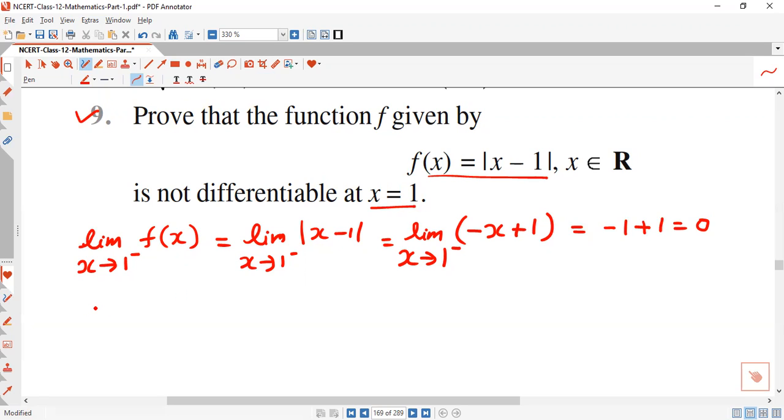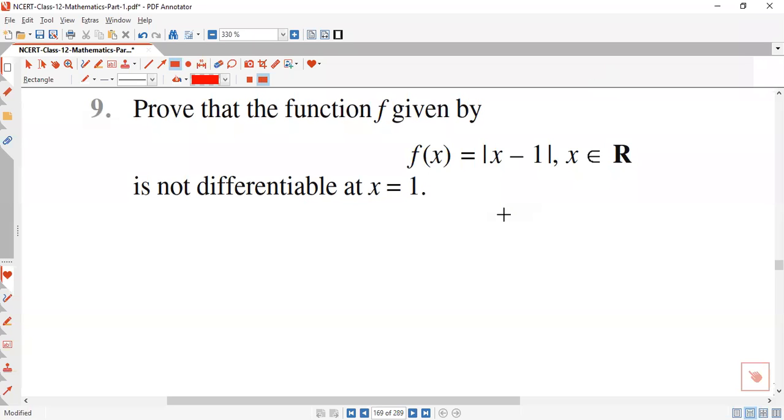Right. Now we have to find out the second limit, x equal to 1 plus. But I have to find out whether the function is differentiable. So we use the left hand derivative and the right hand derivative. First we find out the left hand derivative.